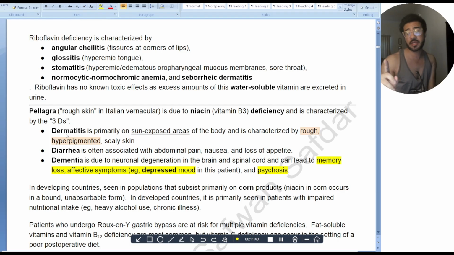This is not seborrheic dermatitis, the one which occurs in pellagra. It's just a dermatitis in the sun exposed areas like the neck. And it's basically dark in color. I'll also show you a diagram. You get diarrhea, you get dementia. Dementia is just memory loss and symptoms of depression.